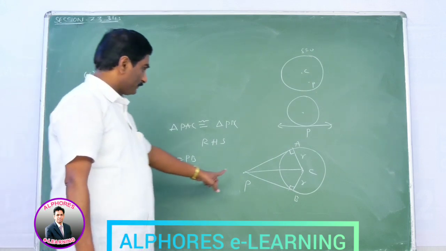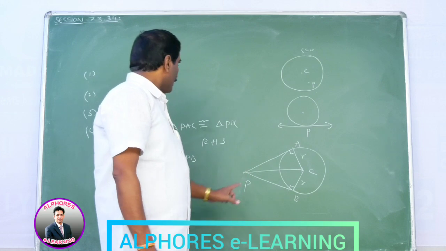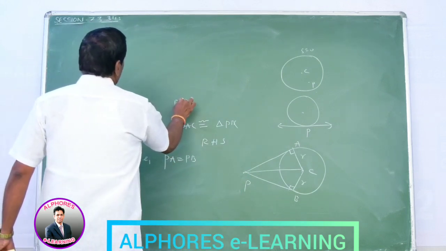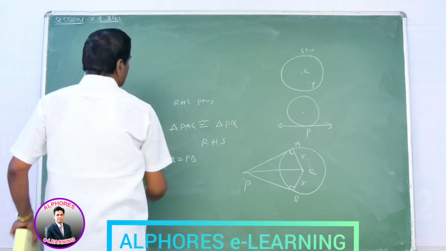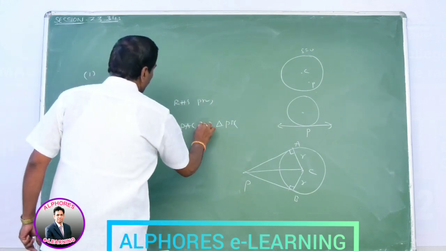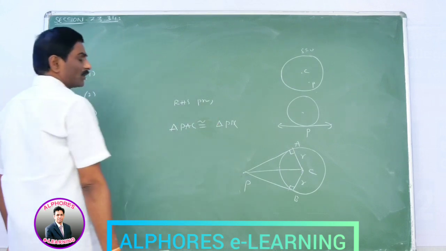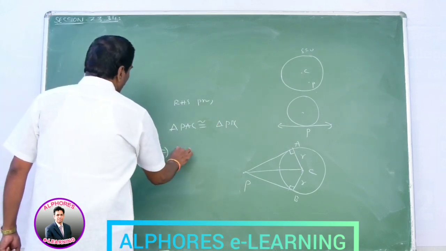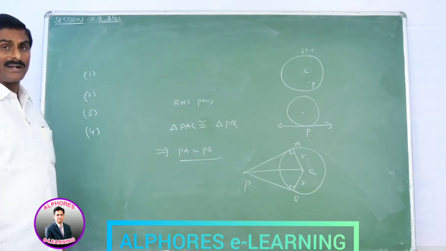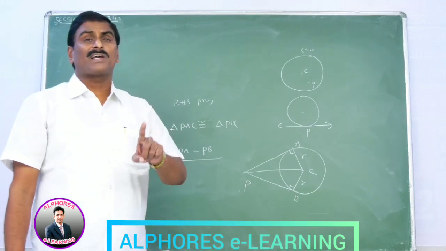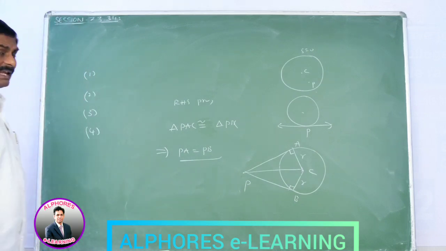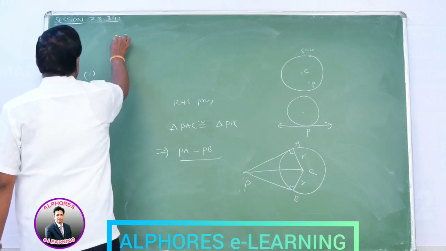Please note this diagram. From the adjacent diagram, by using the RHS property, triangle PAC is identically equal, or congruent, to triangle PBC. That implies PA is equal to PB. So, from an external point we can draw two tangents and the lengths of the two tangents are equal. It is very, very important. Okay, next.